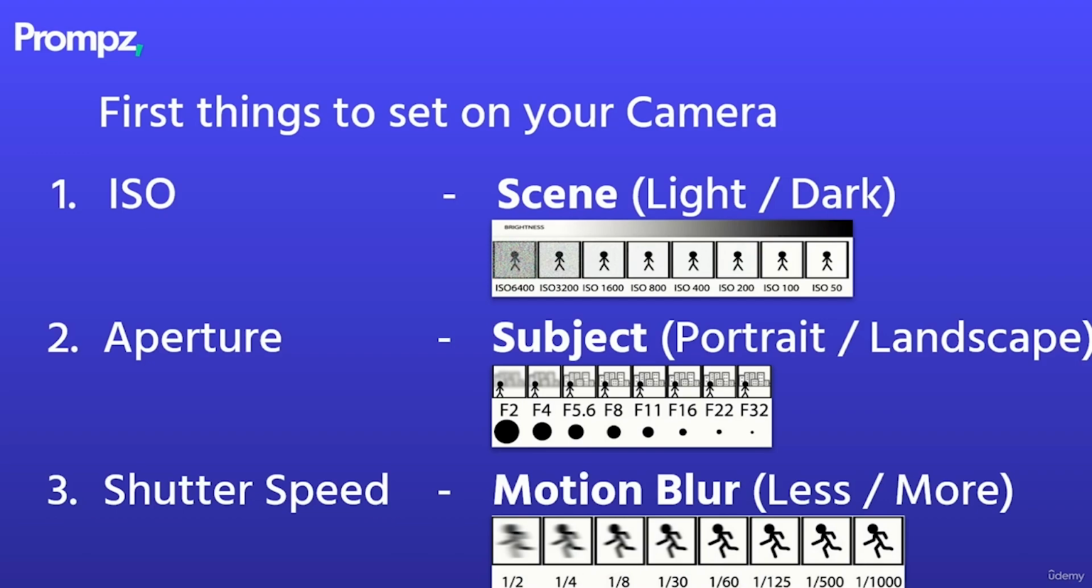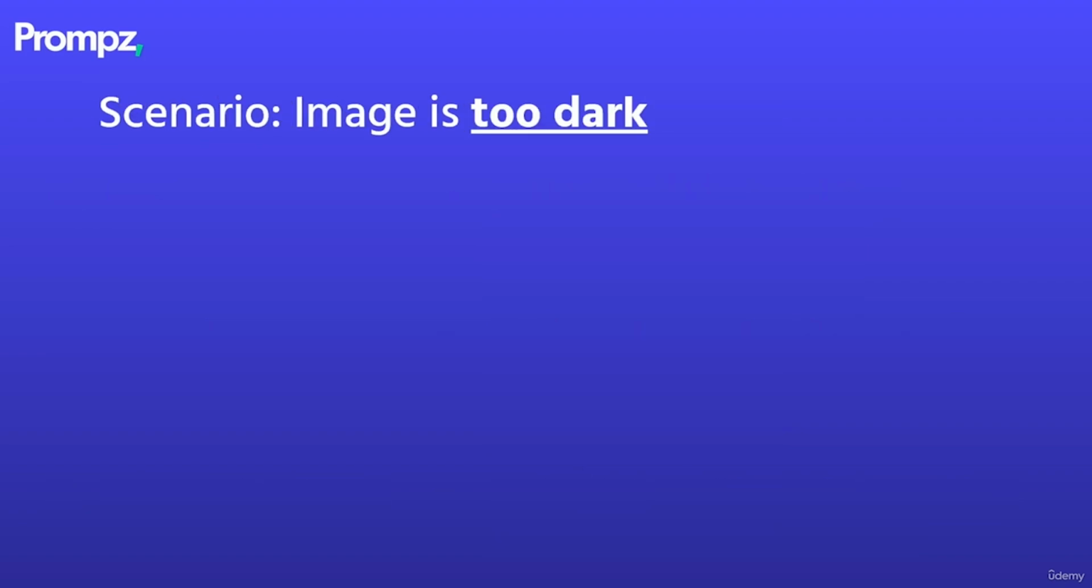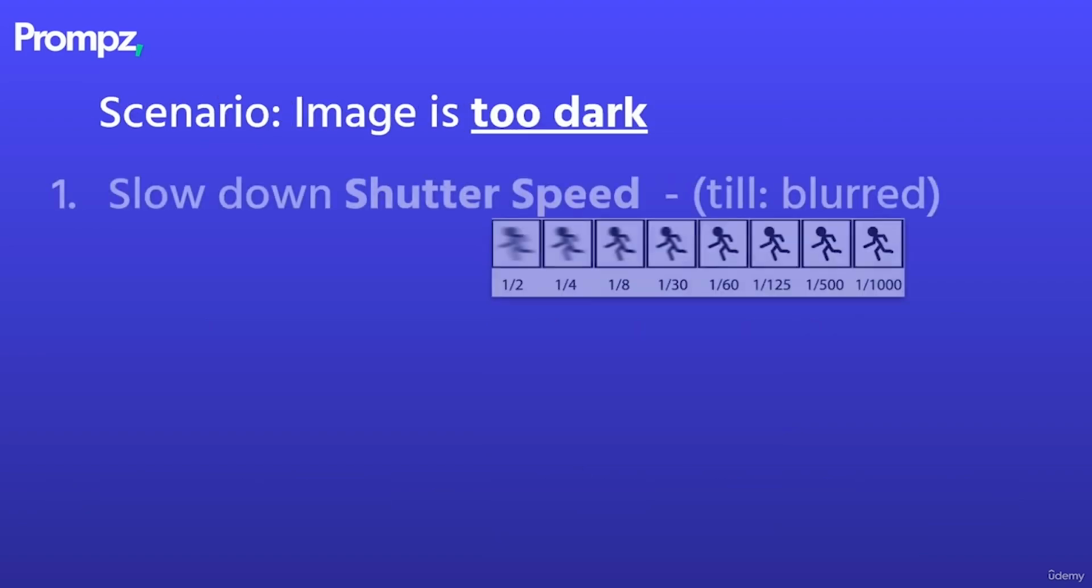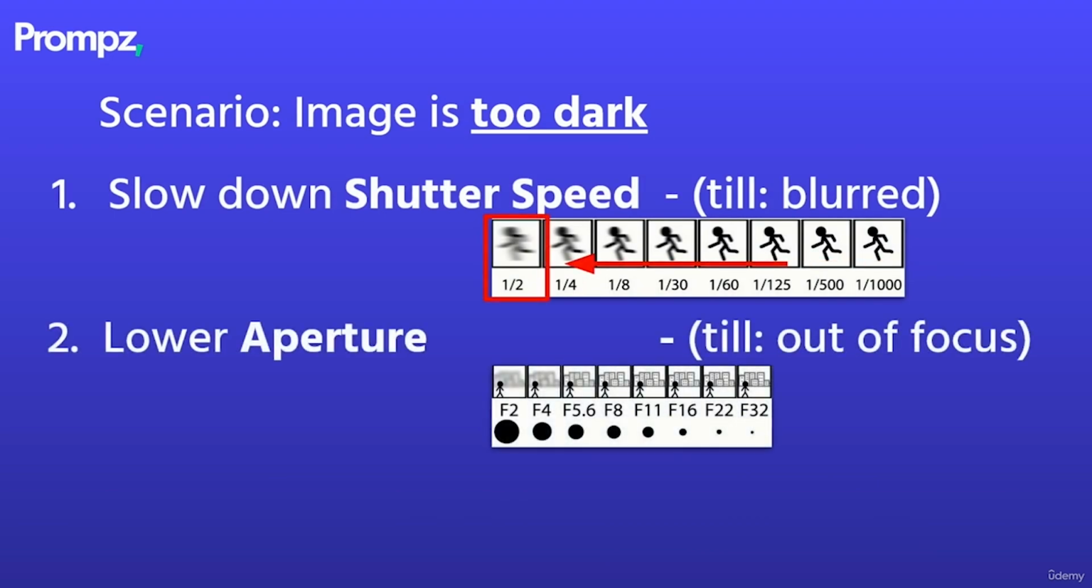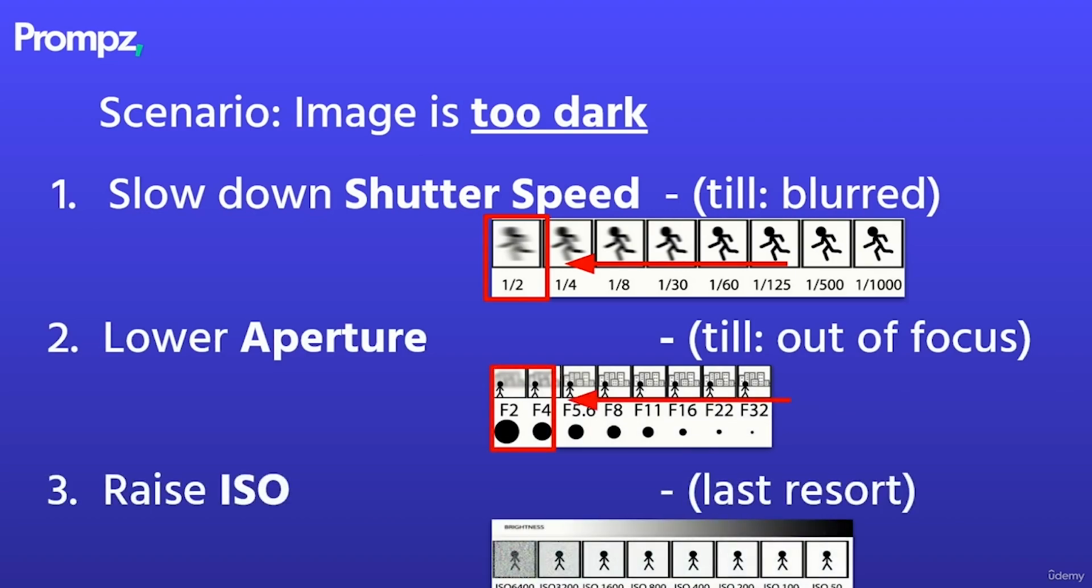There are essentially two scenarios in which you may need to troubleshoot your settings. Either the image is too dark or it's too bright. Let's troubleshoot together. Is your image too dark? Slow down your shutter speed, but not to the point of blurring the image. Lower your aperture if you don't need a broad depth of field. Increase your ISO as a last resort, but be mindful of the potential noise.